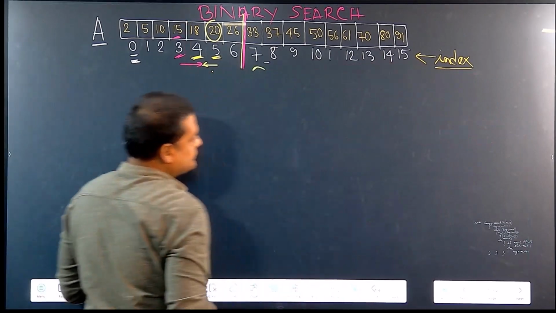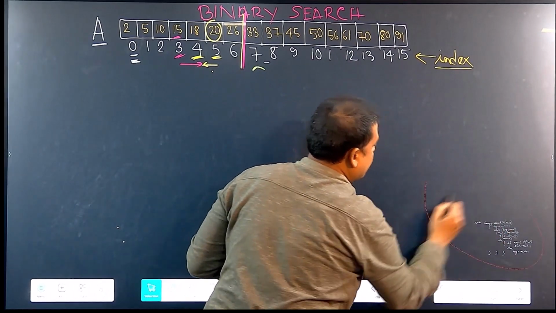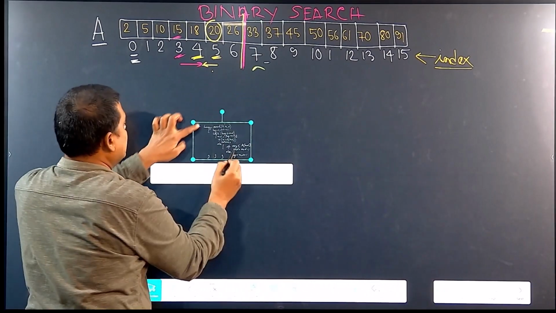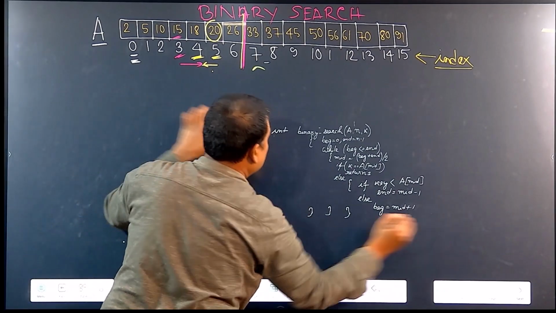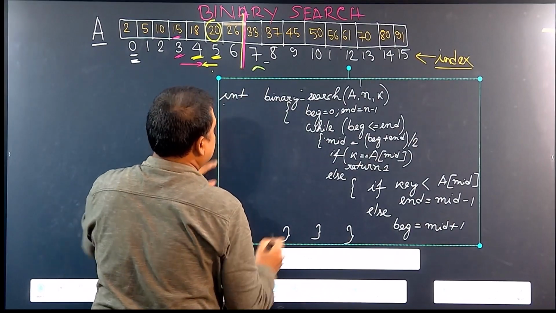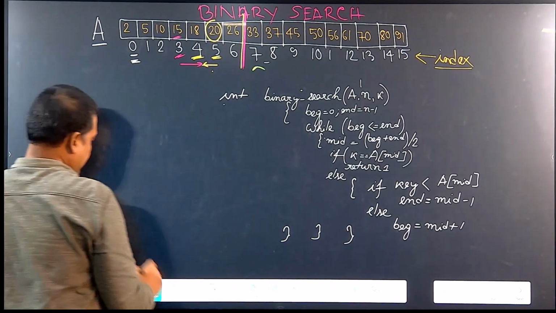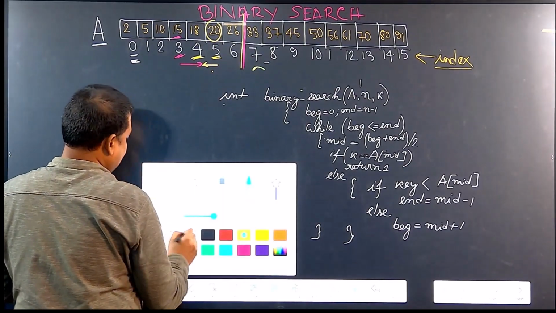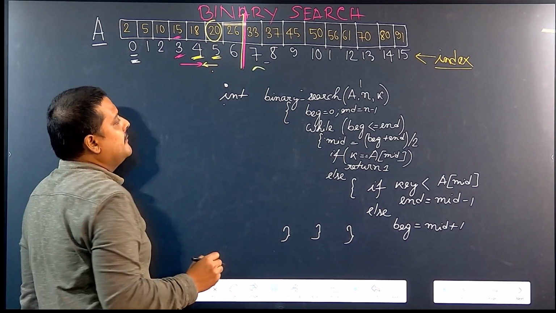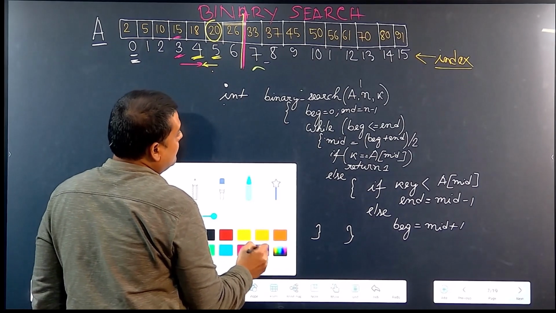Okay. So, this is the algorithm for it. Now, have a look. First, what are we providing? We are providing a few values.